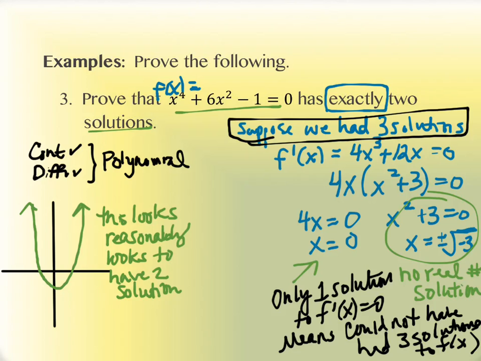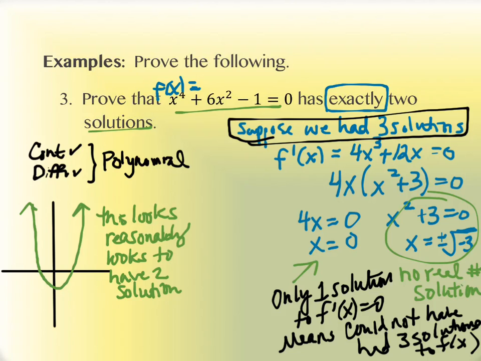There's one more thing to make mention of, though. We sort of glossed over the fact, how did we know, besides the picture, we believe it from the picture, I get that, but how do we know that we really even have 2 solutions? We've eliminated the possibility of having more than 2. We know we don't have 3 solutions or 4 solutions because we only got the derivative to have 1 solution. But why do we know that we actually have 2 solutions? Well, one way we can do that is to think about it from the intermediate value theorem.